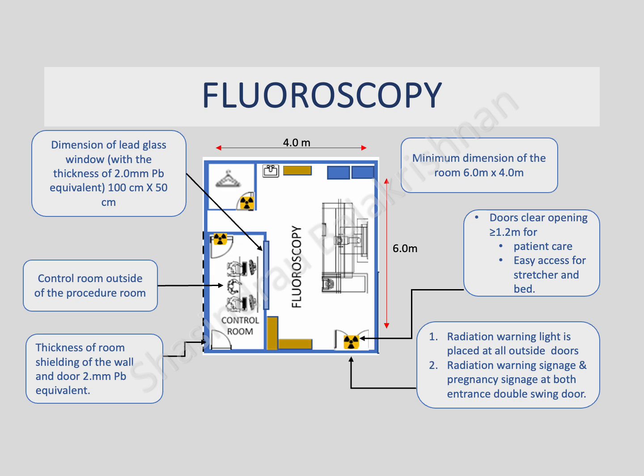A lead glass window measuring 100 centimeters by 50 centimeters with 2.0 millimeters lead equivalent allows safe observation of the procedure. Doors must have a clear opening of at least 1.2 meters to facilitate patient care and allow easy access for stretchers and beds. Radiation warning lights are installed at all outside doors, accompanied by radiation and pregnancy warning signage at both entrances to ensure safety awareness.